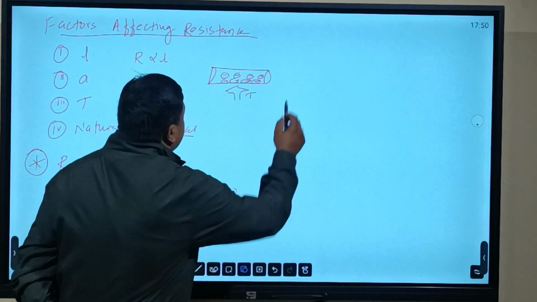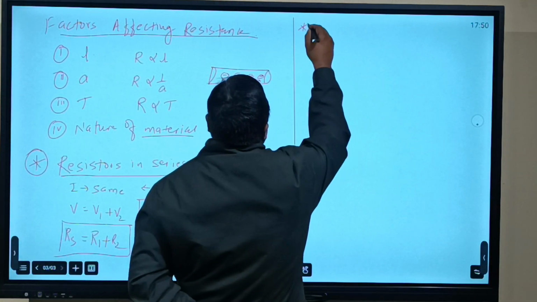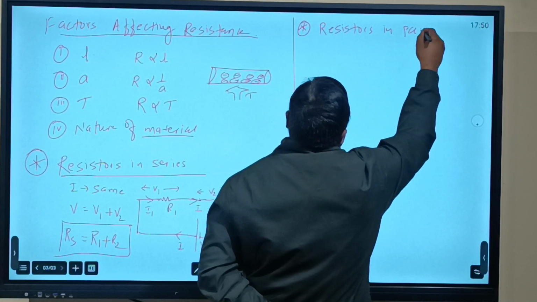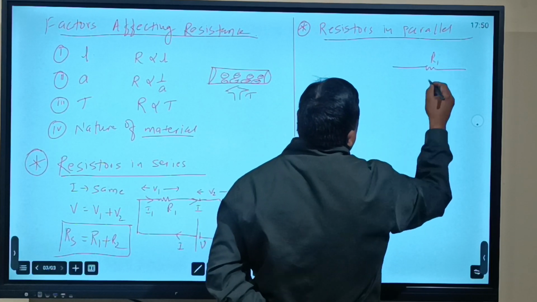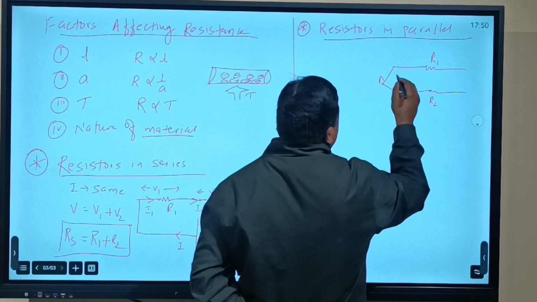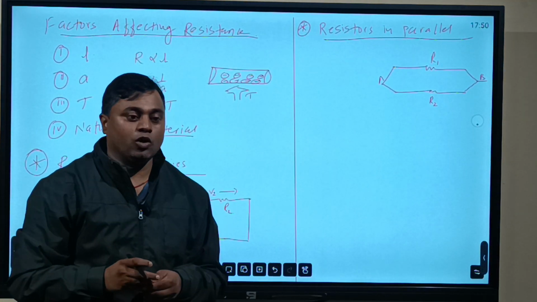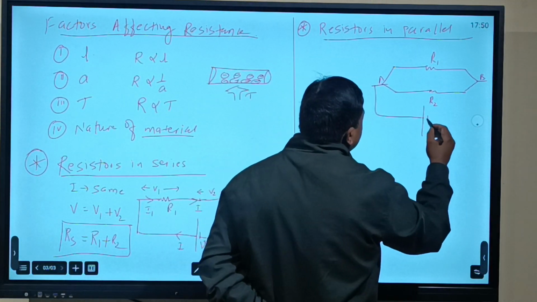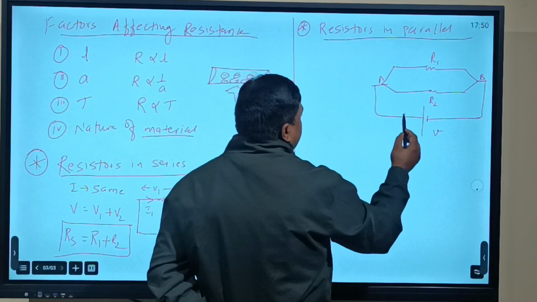Next, we talk about resistors in parallel. Generally this is very important. Resistors in parallel. If there is a resistor R1 and another resistor R2, and one end of this is connected to one end of the other, and the other end of this is connected to the other end of the other, such end to end connections are called parallel connections. Is it clear? Here we are connecting a source of energy, that is V. Here it will give a current I.